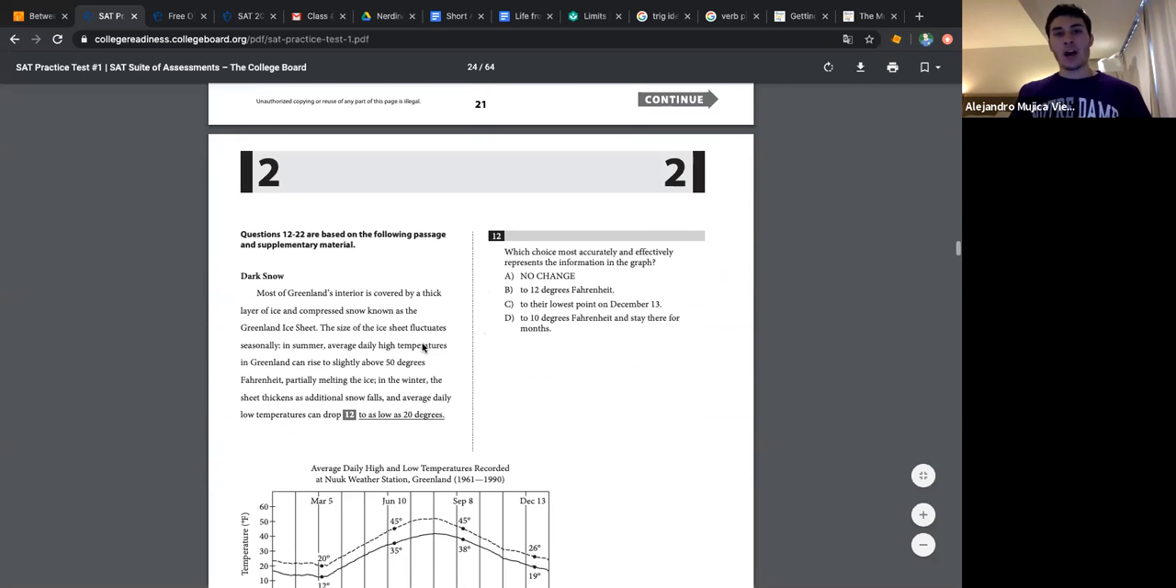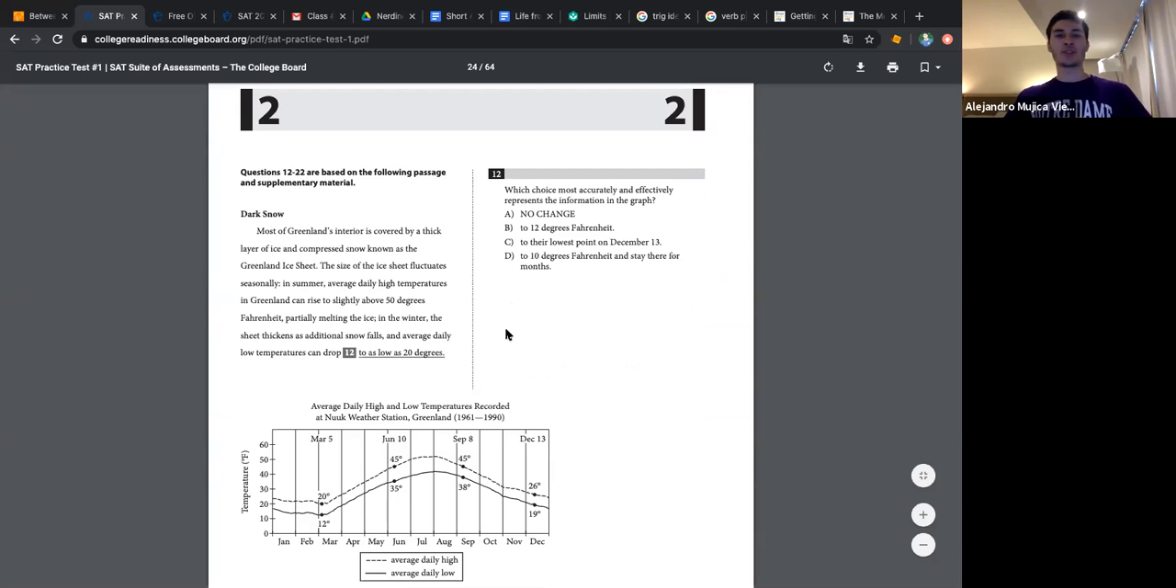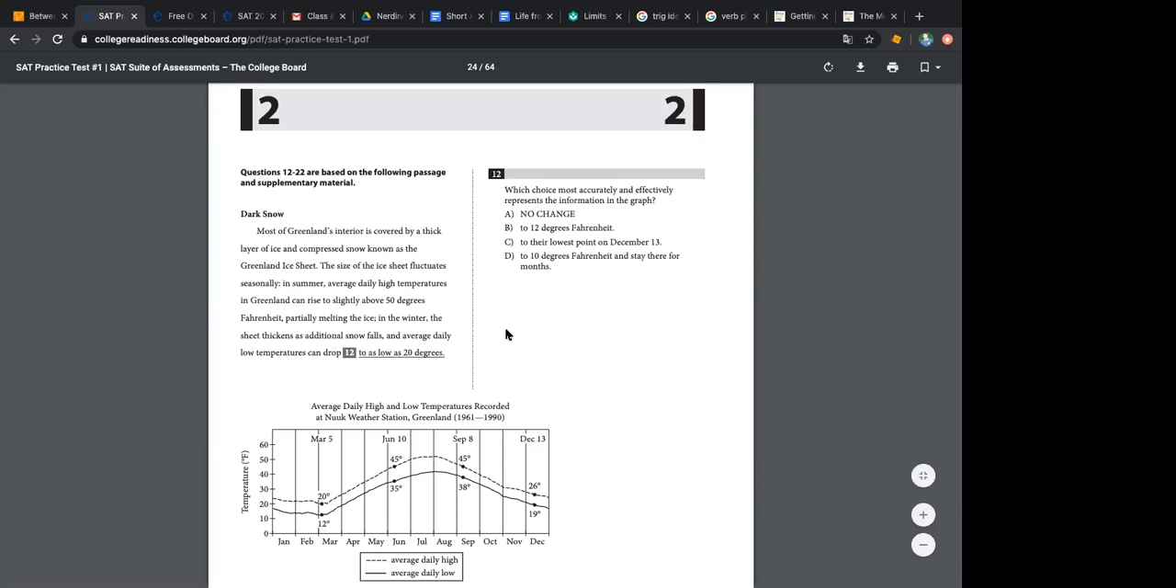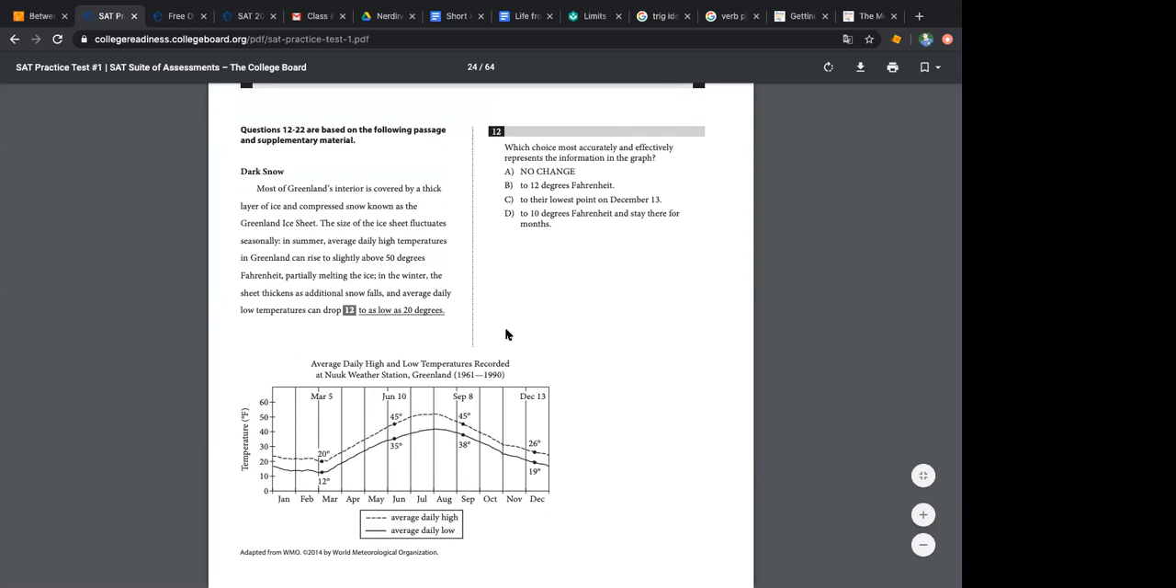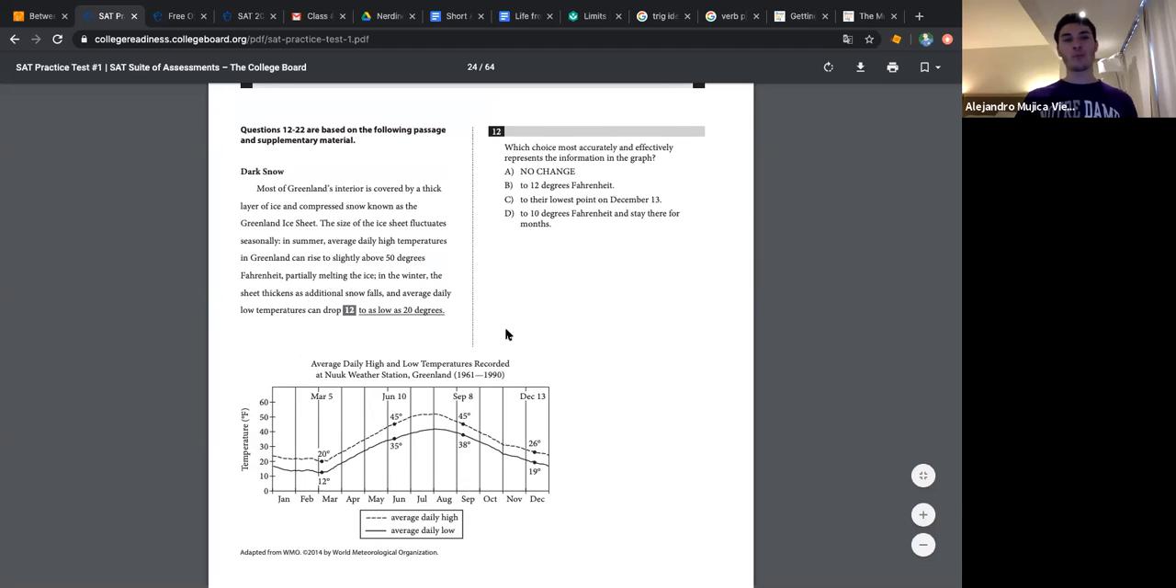All right, I'll read through the passage quickly, so we don't waste a lot of time reading the passage. So make sure you're paying attention, because I'd rather not have to go back through every single passage. That's right. Okay, dark snow.